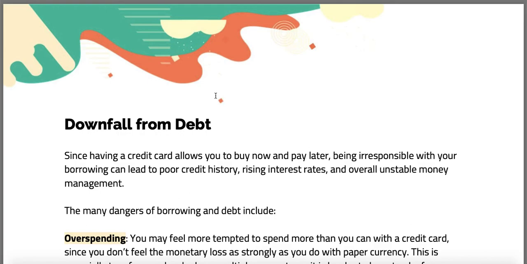But at the same time, you do want to ask yourself whether you really are capable of paying back this loan over time before you borrow any money.